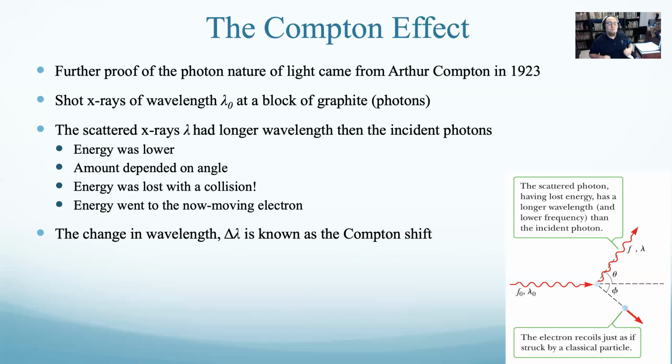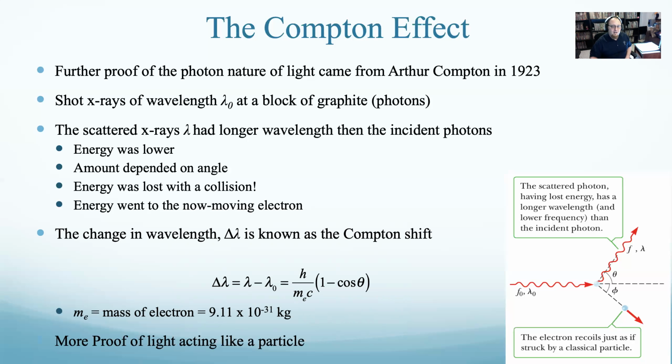Now, the change in wavelength before the collision and after the collision is known as the Compton shift. And it's actually findable that the Compton shift is always going to be Planck's constant divided by the mass of an electron times c, times 1 minus the cosine of the angle. And this is further proof that light can be a particle, because if you hit an electron with a particle, the electron moves. If it was a wave, that wouldn't happen. And that's the logic.